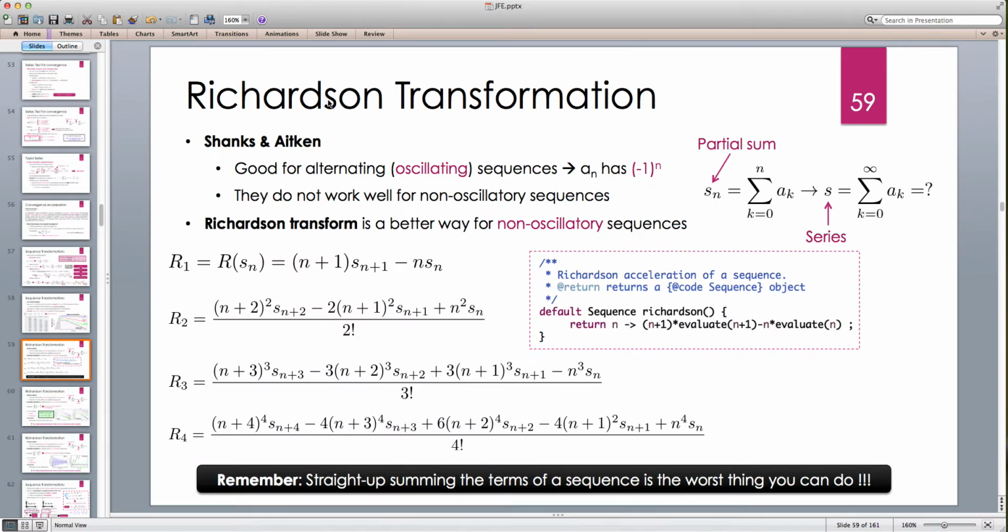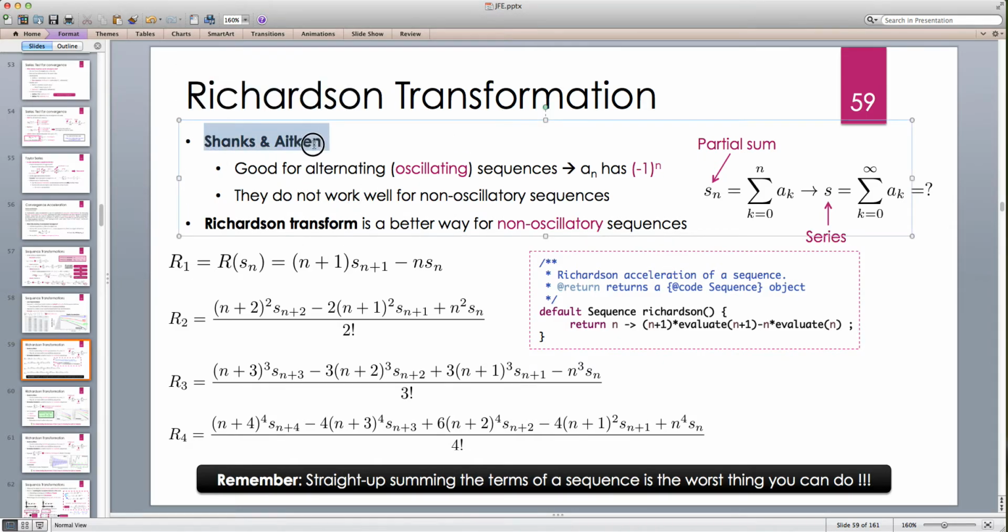The next one of transformations, which accelerates the convergence, is also a very important one, because this transformation, we typically use it all the time when we're dealing with integration, numerical integration, or numerically solving differential equations. And it is called Richardson Transformation.